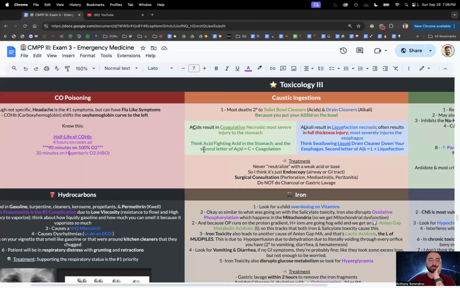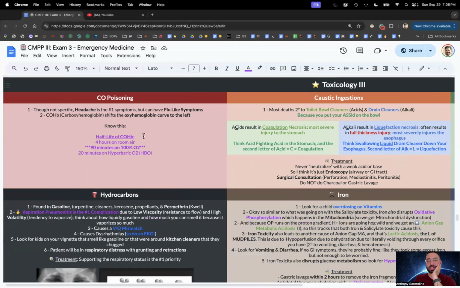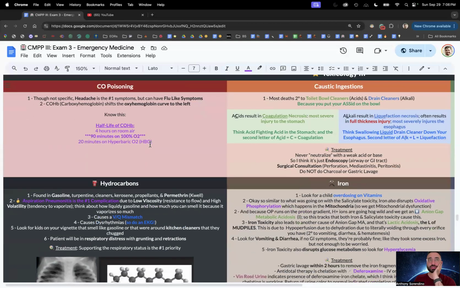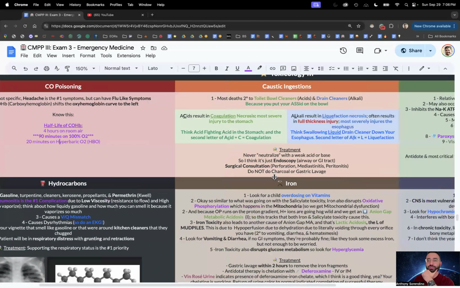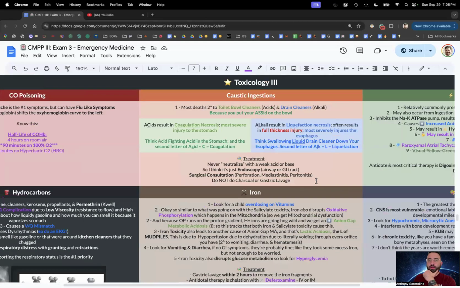All right, caustic injections. And then, yeah, like for CO, look for that in house fires. And then you're also going to see cyanide comes up somewhere in here as well. So know that if they're not suffering from CO poisoning, they could be suffering from cyanide poisoning. So definitely catch that or take that level.